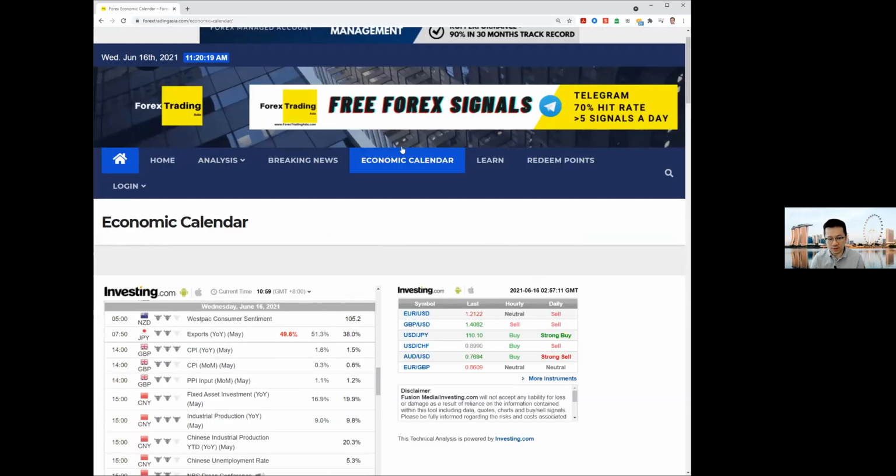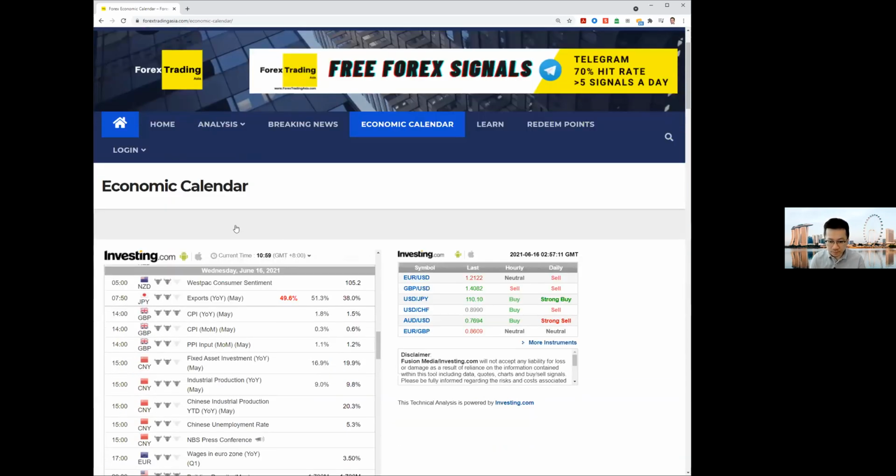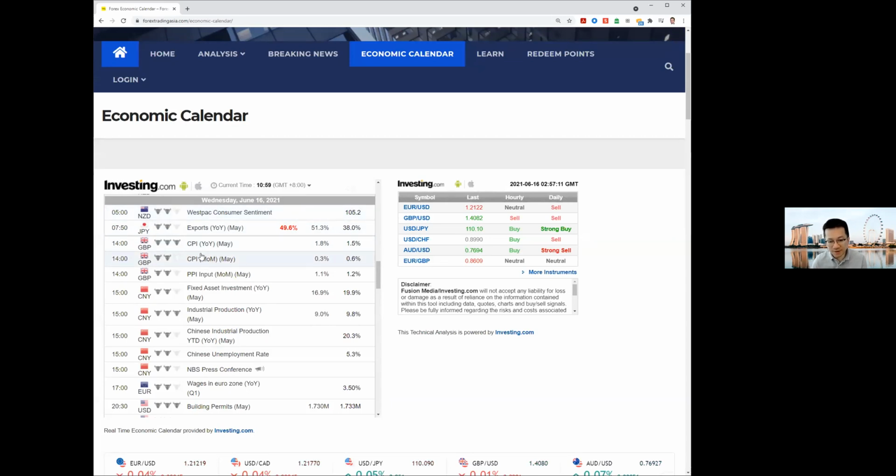Here we are looking at the Forex Trading Asia economic calendar. Today being Wednesday, we have some UK news being released at 2 o'clock, GMT +8. CPI numbers for the UK are expected to go from 1.5% to 1.8% year-on-year. Month-to-month, it's looking to go from 0.6 to 0.3, a bit of a drop. Year-on-year, inflation is possibly looking to come quite close to the Bank of England's target of 2 to 3%.